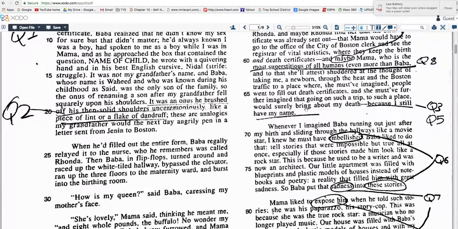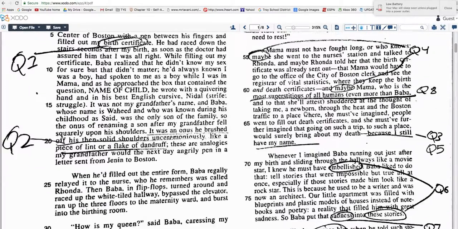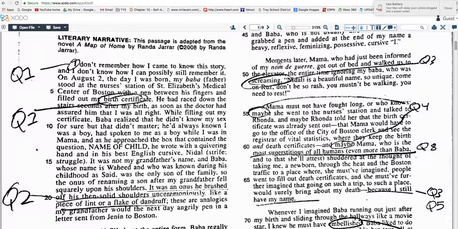Okay, so we look at lines 51, and you have to look at line 67. At first she's screaming, so that's the disapproval part, that she's mad about the name. But then at the end she still has her name, so that means she must have accepted it by the time.